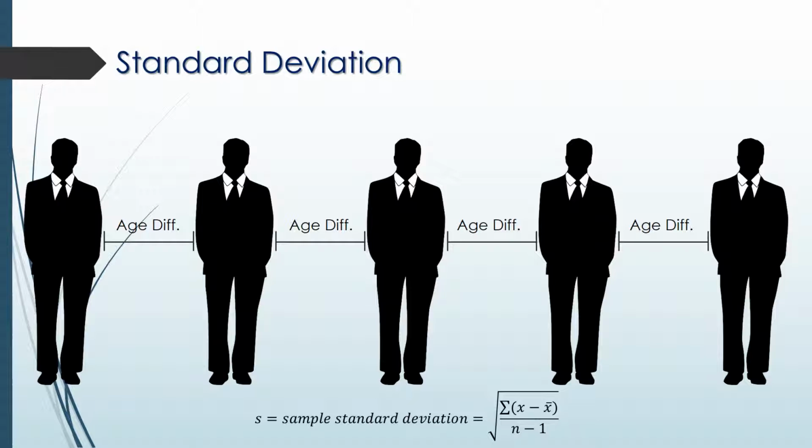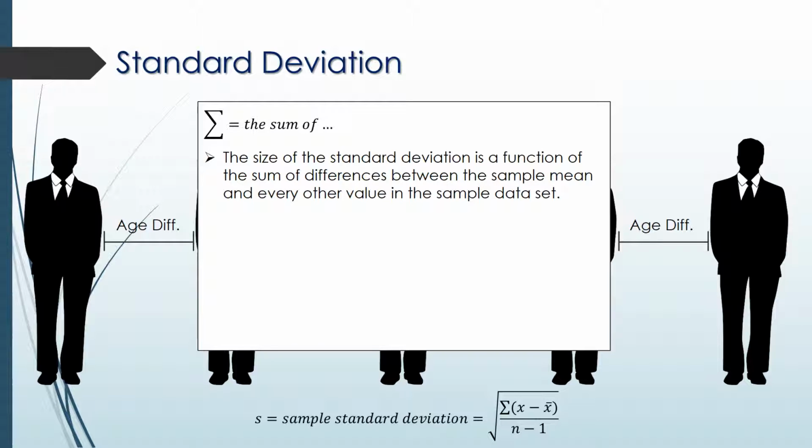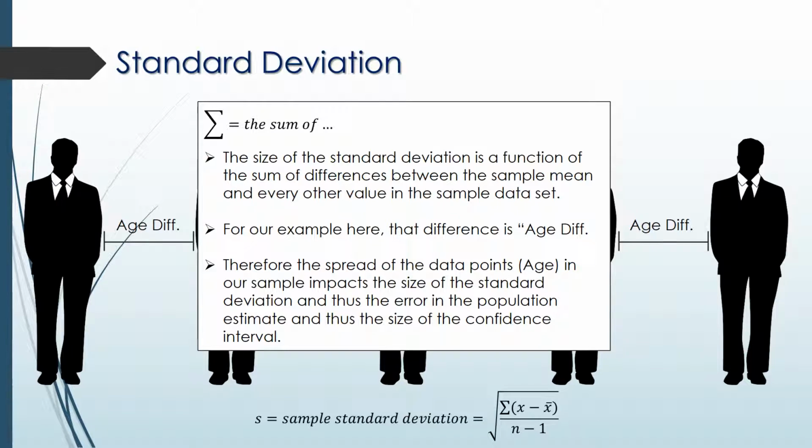To restate this one more time, the size of the standard deviation is a function of the average of differences between the sample mean and every other value in the sample data set. For example, here that difference is age diff. Therefore, the spread of the data points, age, in our sample impacts the size of the standard deviation and thus the error in the population estimate and thus the size of the confidence interval.